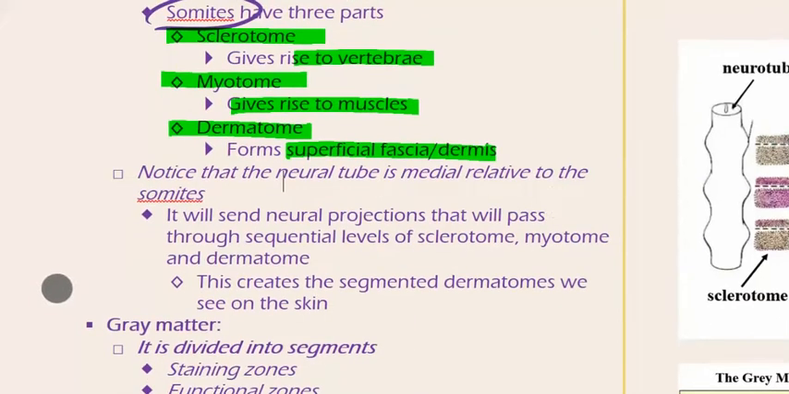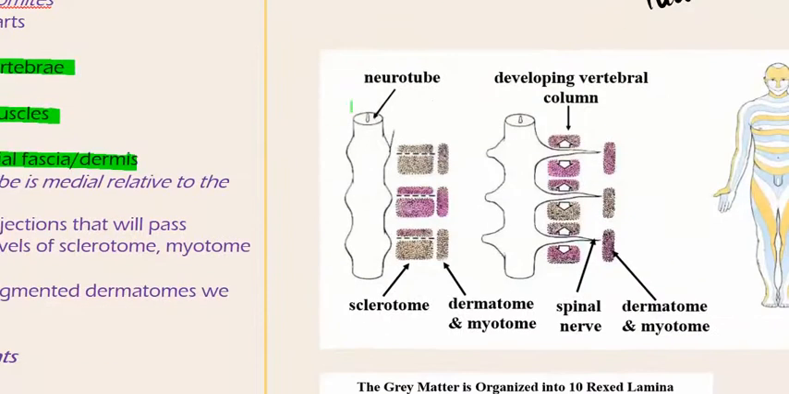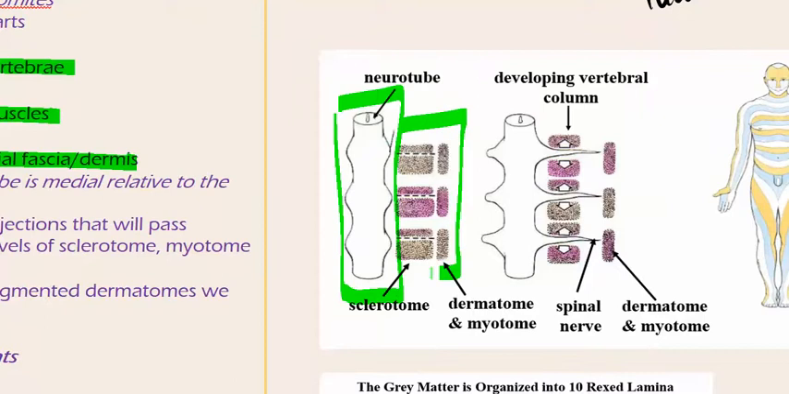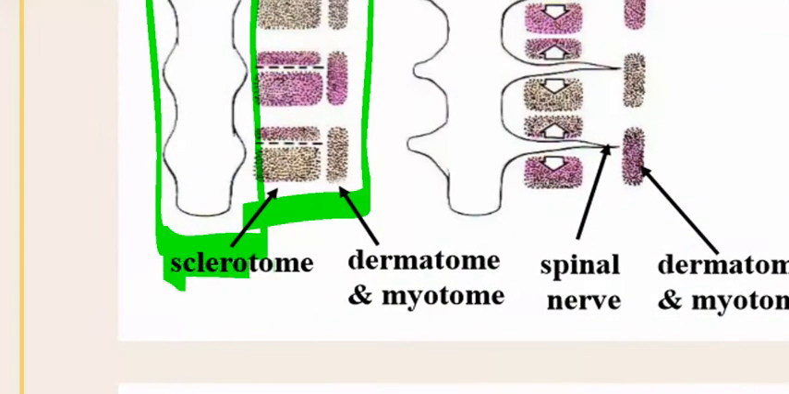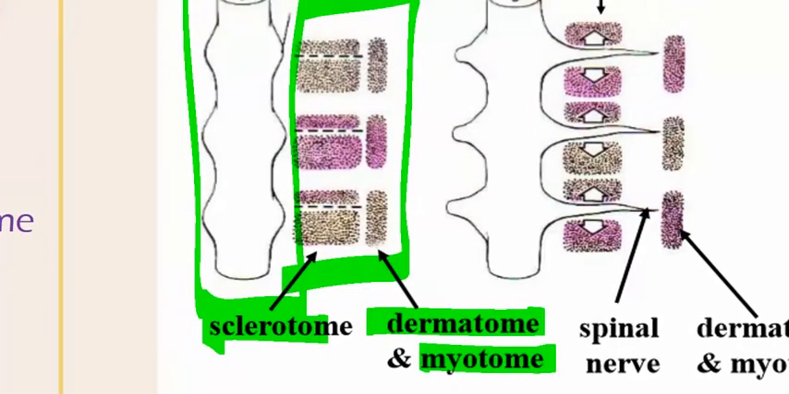Now, when we're looking at that neural tube, the neural tube is central, and then we have the somite at the side, and we just established that the somite has the sclerotome, the dermatome, and the myotome, right? What we're considering is that there's a relationship between the neural tube and that paraxial mesoderm, and that relationship is what's going to give rise to the spinal nerves going through a certain vertebral level.